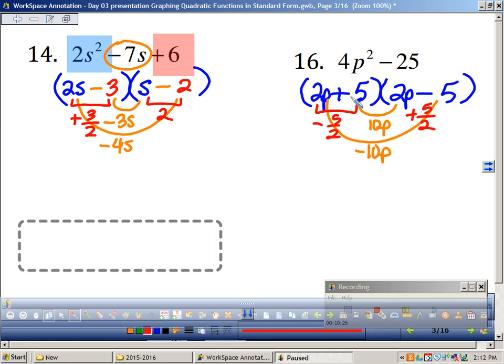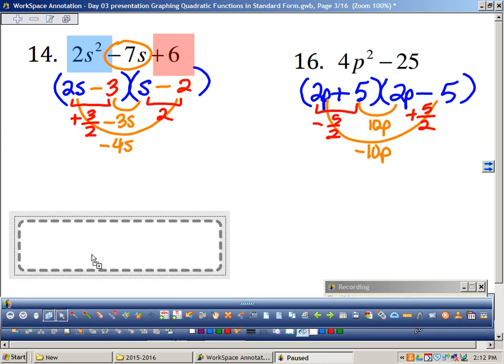Okay, now, question, Kayla. Then it would not be the difference of two squares. They have to be squares in order for it to be the difference between two squares. They both have to be squares. Okay, good question. Okay, let's do one more.